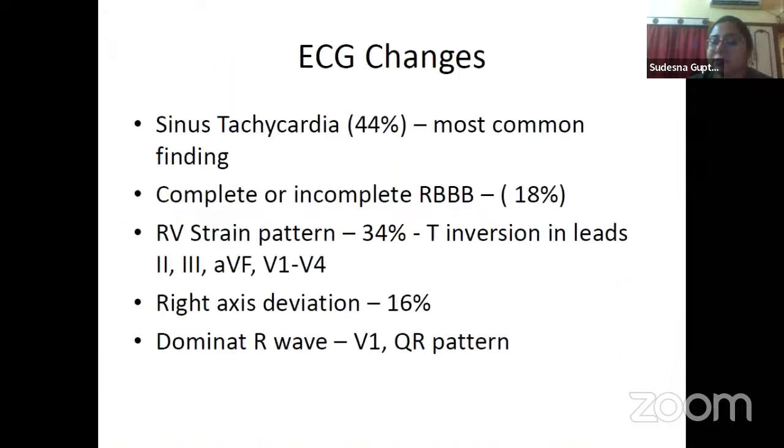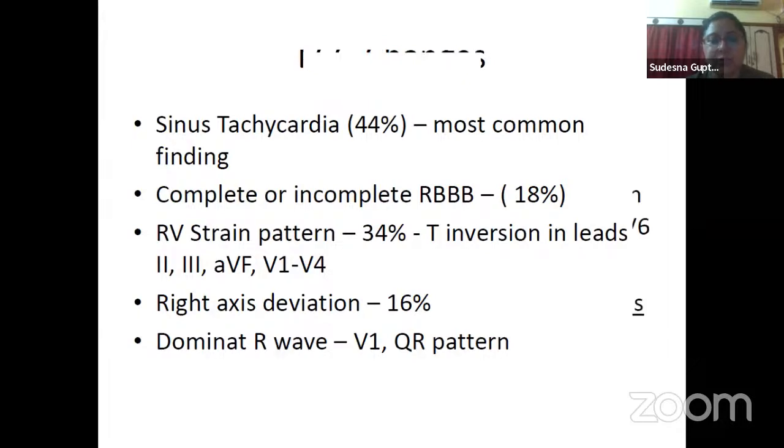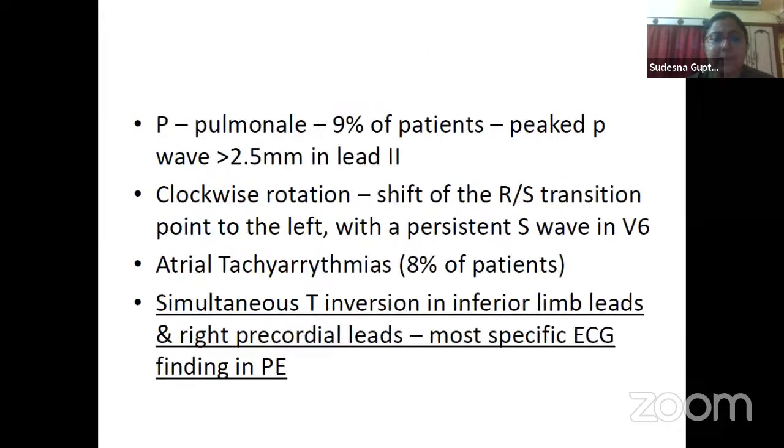Utility of the different diagnostic tests. ECG changes: sinus tachycardia is the most common, and such ECG changes are most prominent while ruling out a PE. We must take care of whether there is any complete or incomplete RBBB, RV strain pattern, right axis deviation, dominant R wave, P pulmonale. But the most specific finding is simultaneous T inversion in inferior leads and right precordial leads.